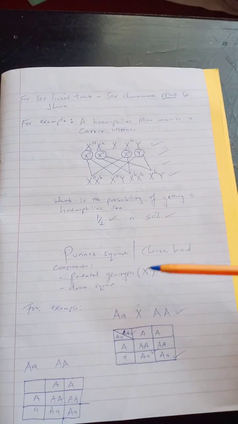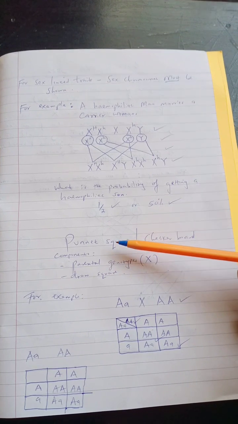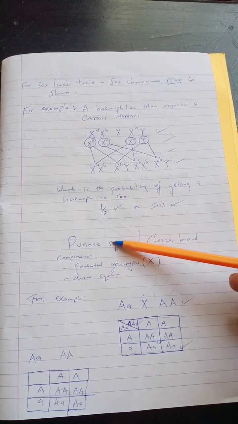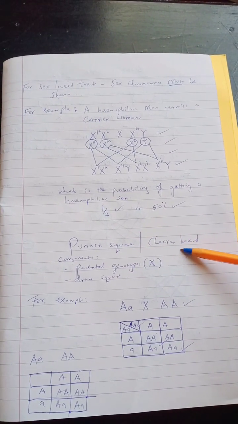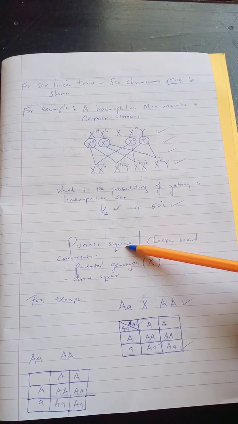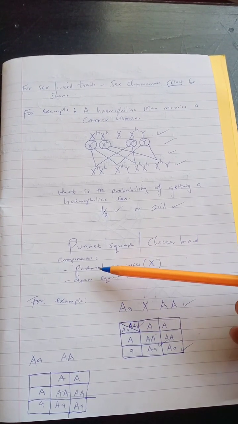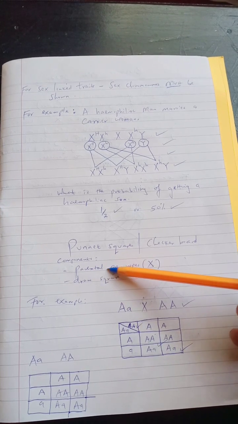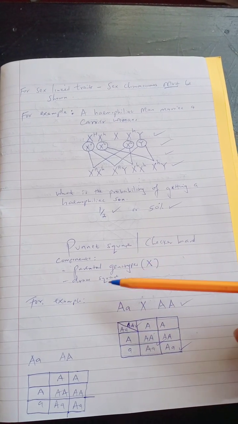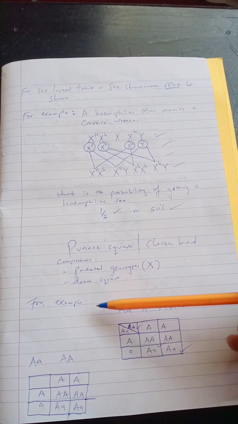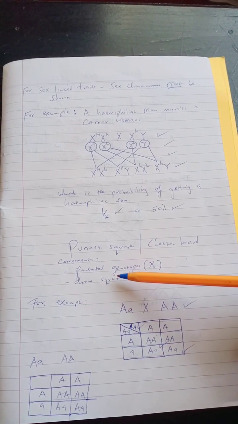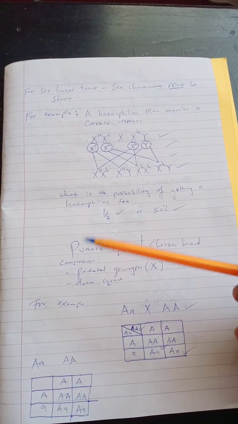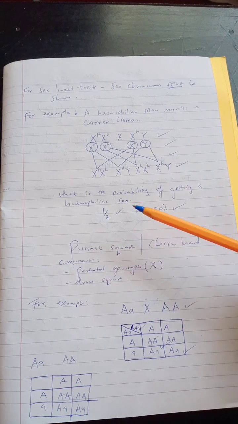And then sometimes you can be told to do what? You show the genotypes of the offspring using a Punnett square or a checkerboard. Now if you are using a Punnett square, these are the components. You first show what? Parental genotypes with the X in between, and then you draw the square. You show everything that is involved in the square and you get the marks. Whether it is a genetic cross or a Punnett square, the marks remain the same.